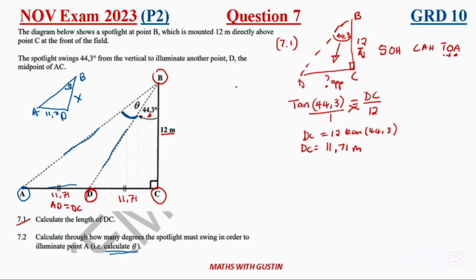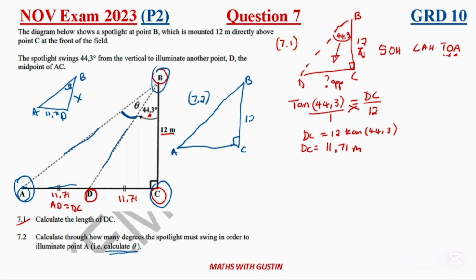We can't use this one here because we are looking for theta, but we can use the overall triangle, which is triangle A, B, and C. Okay, the bigger triangle, because on the bigger triangle, let me write it here, 7.2. On the bigger triangle, this is what you have. You're going to have B, C, then for A.